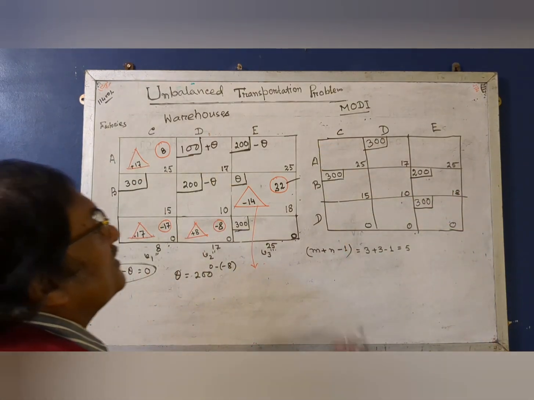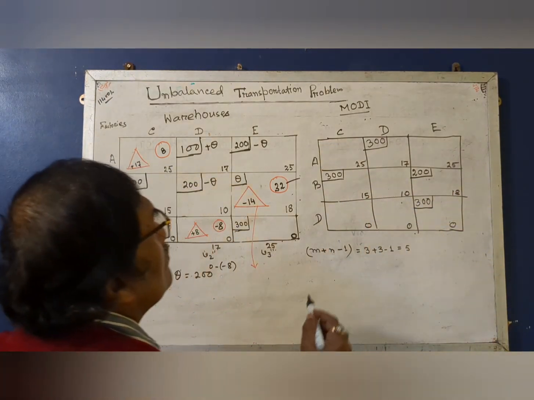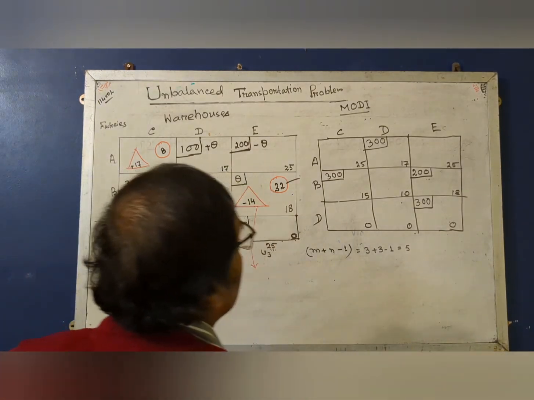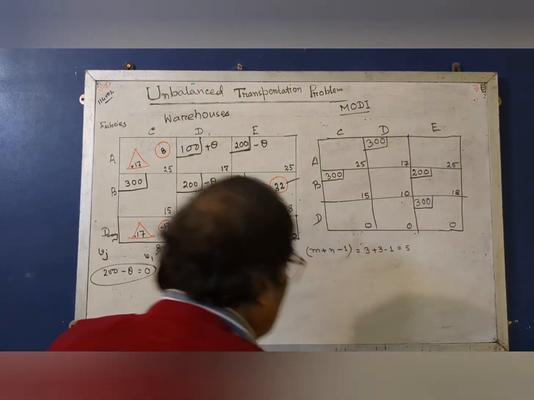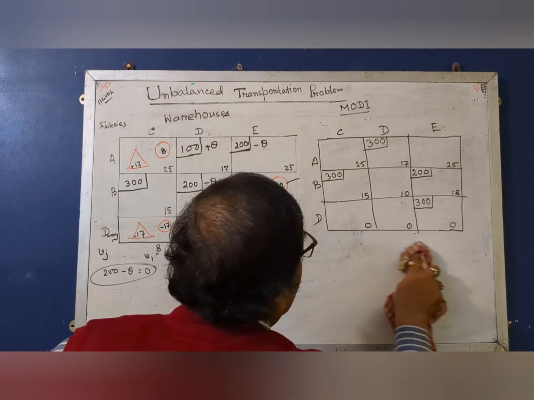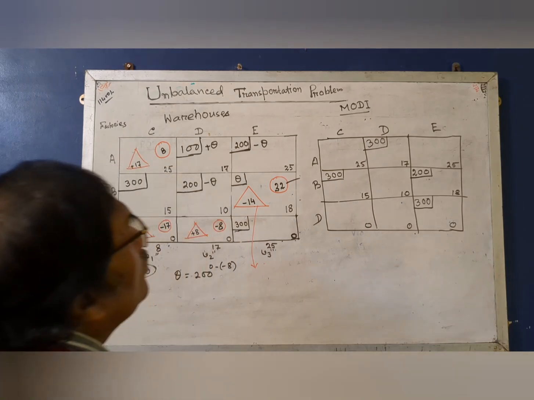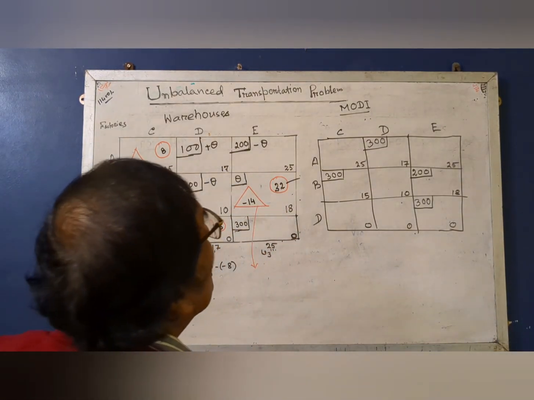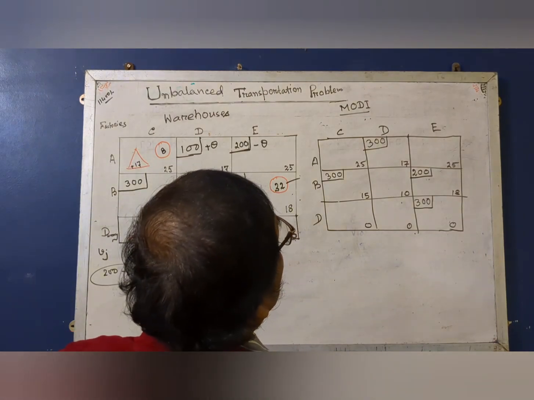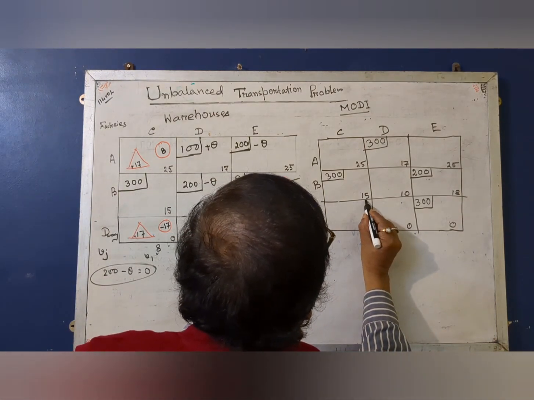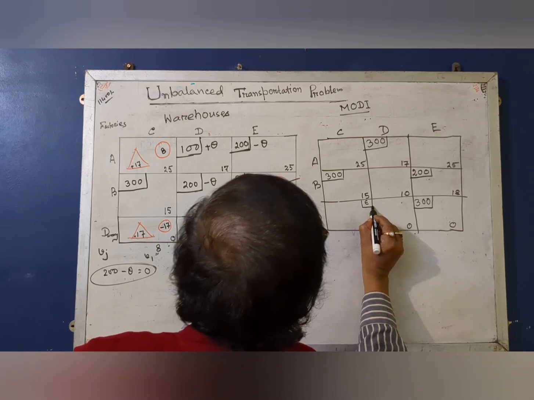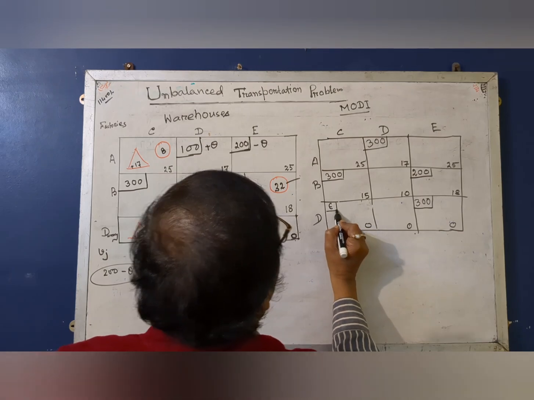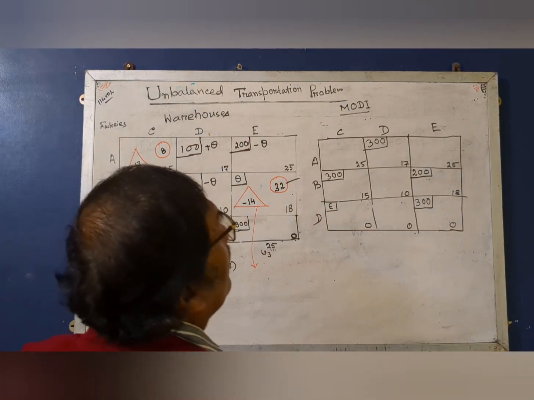Then what will you do? This is the case of degeneracy, as the number of allocations is less than m plus n minus 1. I think it is clear. Then how will you proceed? In that case, to modify this problem, you have to put one artificial variable, an artificial value, a negligible value, epsilon, in some cell so that it should not form any square.